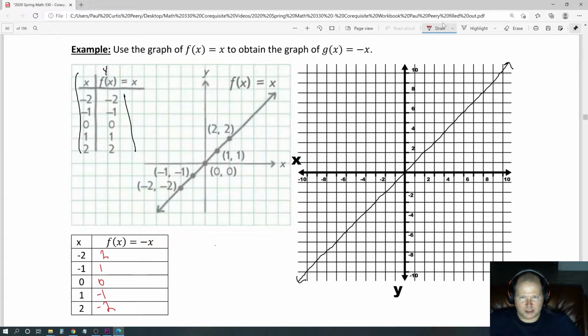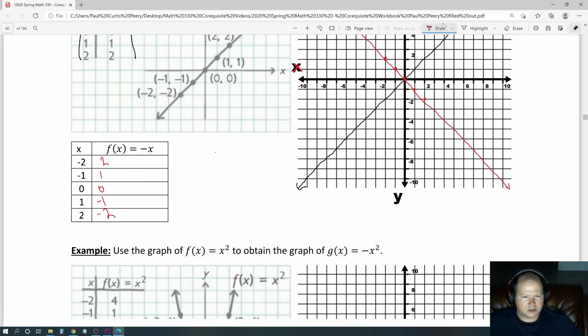And if I plot all those points and I graph it, since -2, 2 would be right about there. We'd have one there, we'd have one there, we'd have one there, and we'd have one there. And if I draw a line through all those, sure enough, that flipped it along the x-axis. And this x-axis right here. So that worked, right? Okay. So let's try another one.